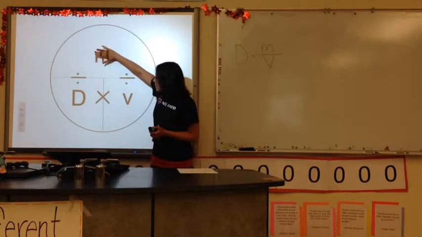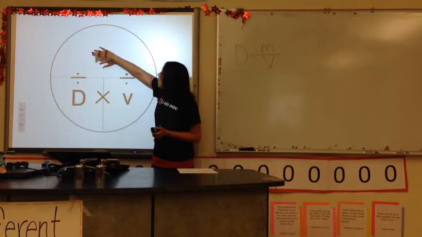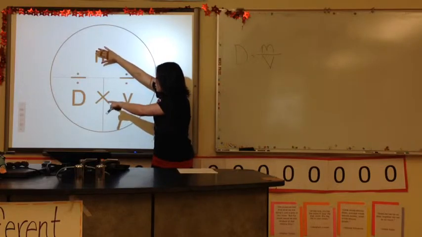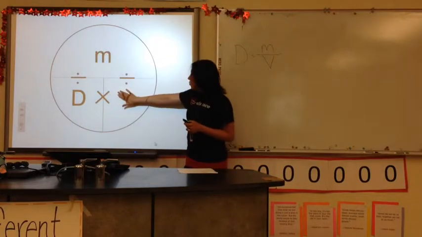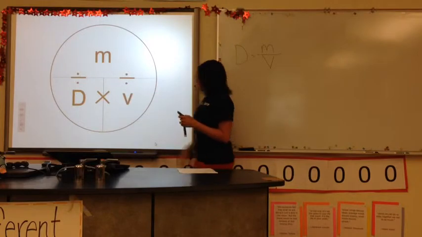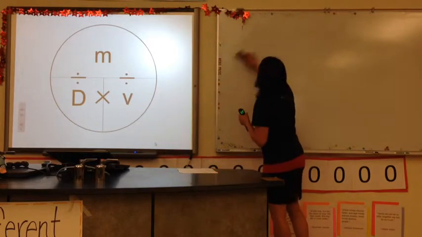If you're given the density and the volume in a problem, you cover up mass and you do density times volume to get your answer. And if you want to solve for volume, you do mass divided by density. And I'm going to show you how those units cancel out here.